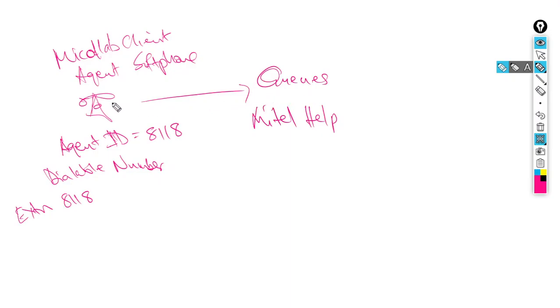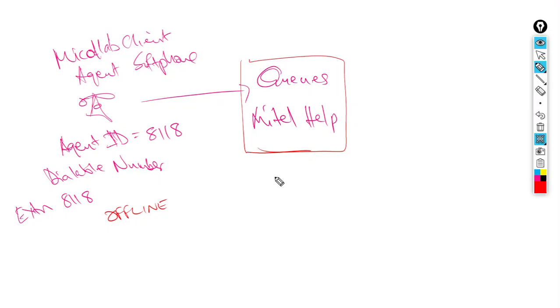So, because this Softphone right now is offline, and this Mitel help queue only has one agent assigned to it, which is agent 8118, this guy. Because it is offline, it means the queue is unserviced.